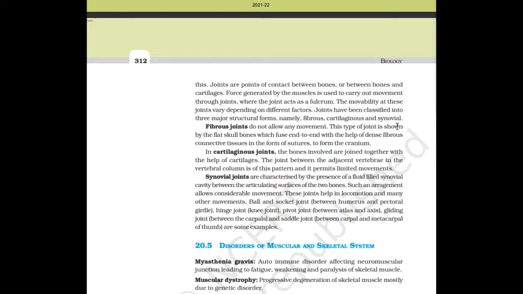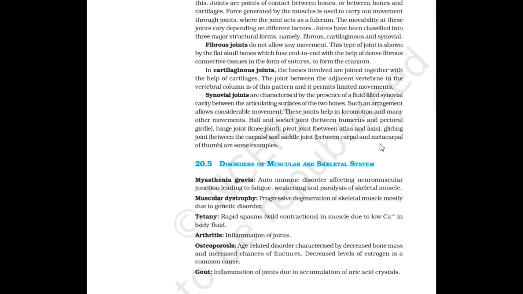The movability at this joint varies depending on different factors. Joints have been classified into three major structural forms, namely fibrous, cartilaginous, and synovial. Fibrous joints do not allow any movement. This type of joint is shown by the flat skull bones, which fuse end to end with the help of dense fibrous connective tissue in the form of sutures to form the cranium.